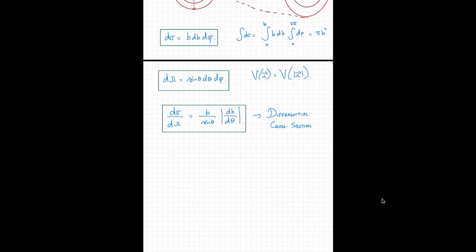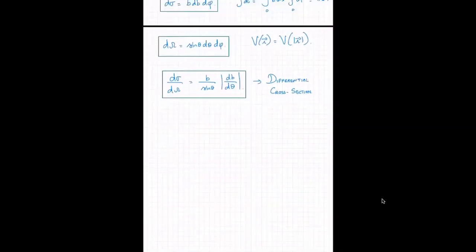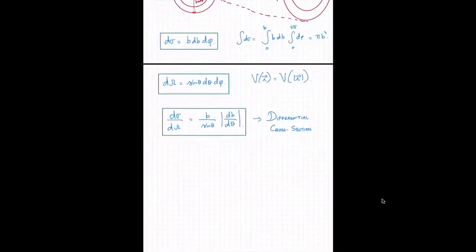It tells you a relation between the initial flux of particles that are there in a small portion dσ to the final flux of particles that are there on a cone subtended by an angle dΩ. So this differential cross section in a physical sense can also be understood as the scattered flux density over the initial flux density.